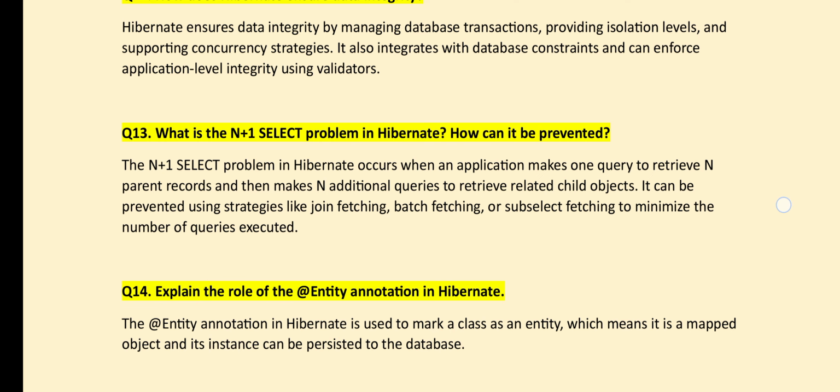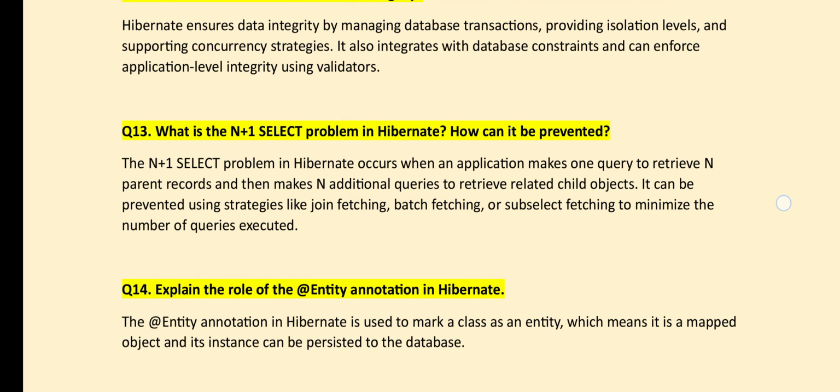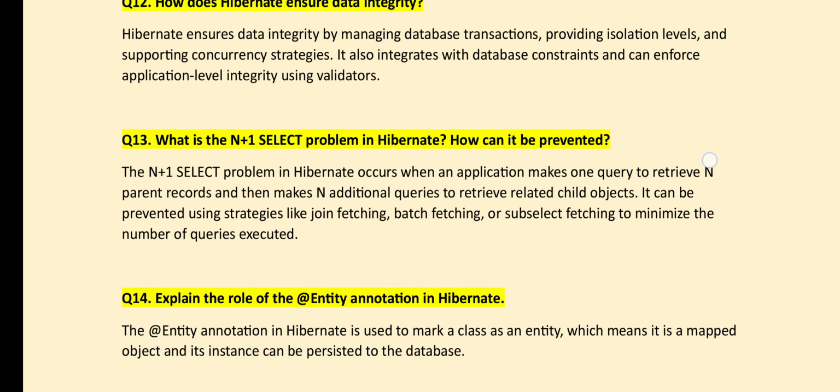Explain the role of the @Entity annotation in Hibernate. The @Entity annotation in Hibernate is used to mark a class as an entity, which means it is a mapped object and its instances can be persisted to the database.